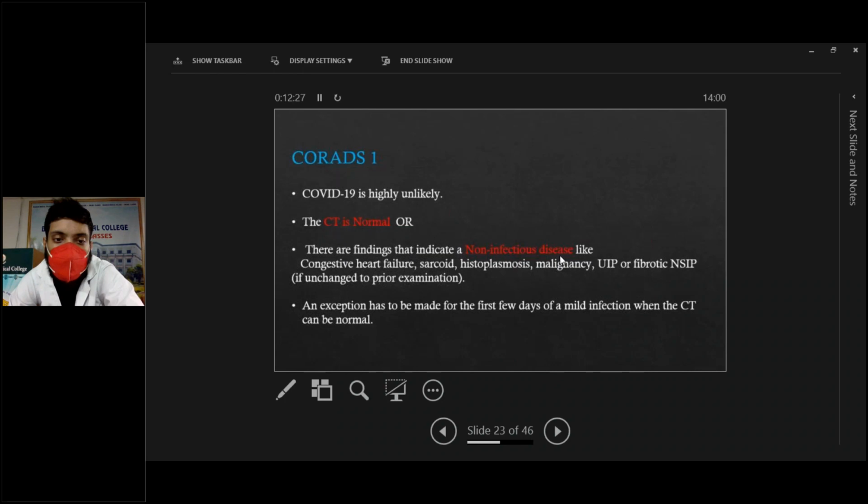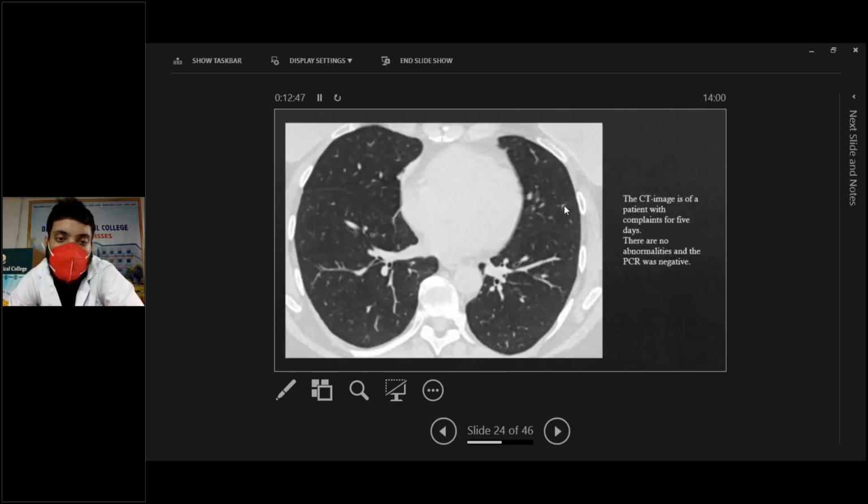These are findings that indicate a non-infectious disease like congestive heart failure, sarcoidosis, histoplasmosis, malignancies, usual interstitial pneumonia, or fibrotic non-specific interstitial pneumonitis. But there's an exception: it can be normal in the first few days of a mild infection. For example, in this image, what we are seeing is an axial section in the lung window CT image where we do not find any typical features of COVID-19, like ground glass opacities. We neither see any consolidation nor any subpleural bands. So this is a completely normal chest CT, which we can give as CORADS 1.